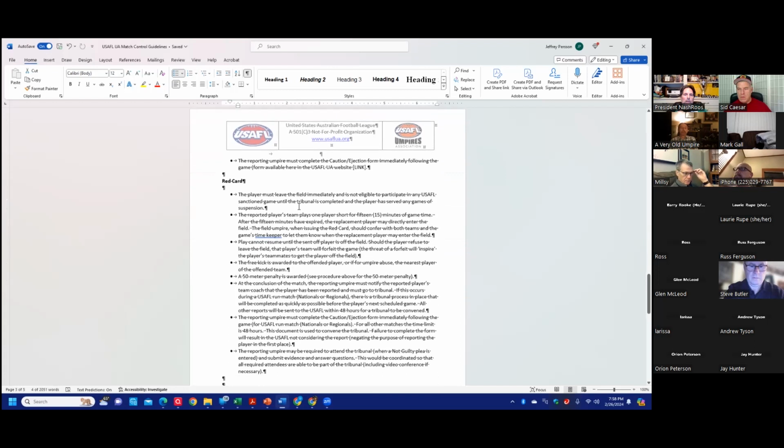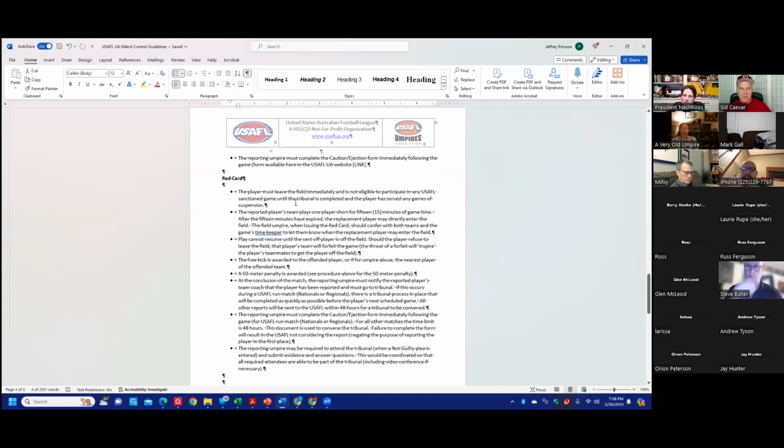All right. Now, red card. Similar, with a few extra things thrown into it. The player must leave the field immediately and is not eligible to participate in any USAFL sanctioned game until the tribunal is completed. If it's a tournament, they're done for the tournament until that tribunal is done. If they're found not guilty, they can come back and play the next game. If that tribunal doesn't happen before their next game, they're still not eligible.